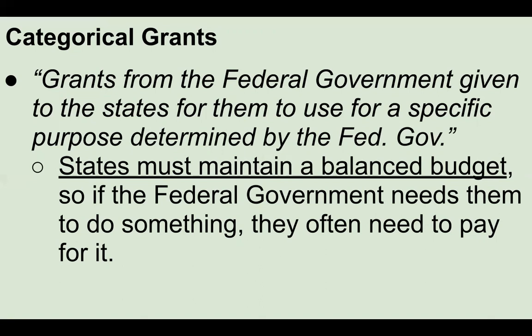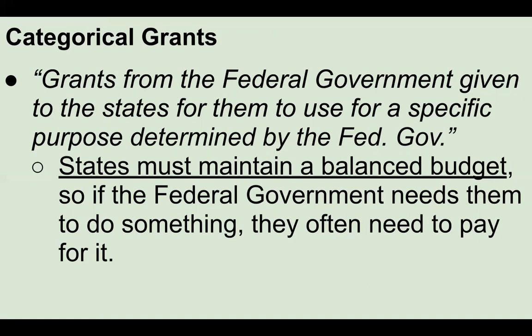The reason for this is that states have to maintain a balanced budget. The federal government is in a lot of debt. I think we're at like $27 trillion of debt right now. We go up another $1 million in debt every 30 seconds. So the federal government can go into debt, but the states cannot. They have to maintain a balanced budget. So if the federal government needs the states to do something specific, the federal government usually is going to need to pay for it. And that's how categorical grants work.